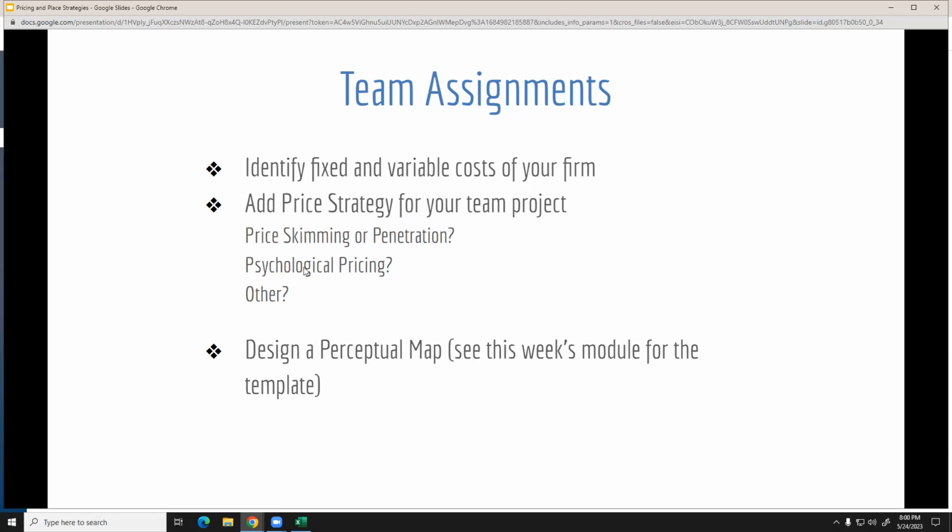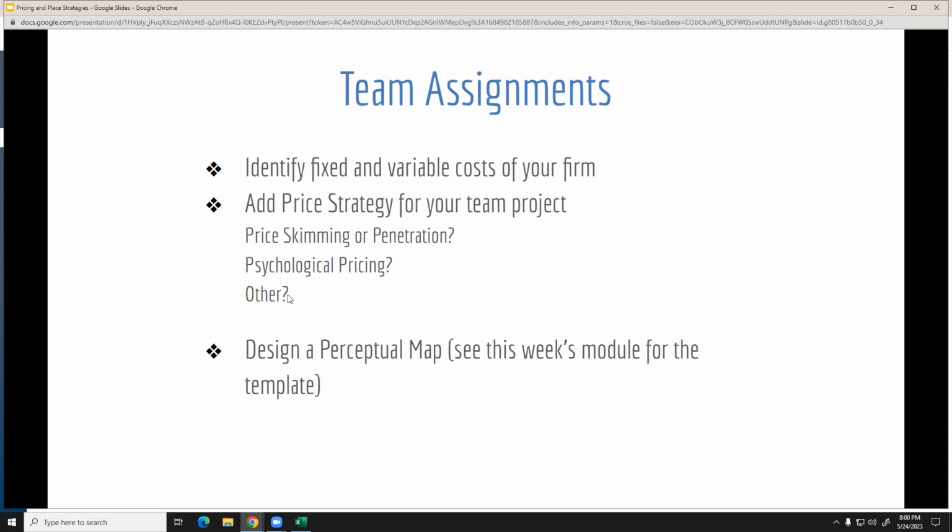The next thing, psychological pricing. What does your pricing look like? Put a price list together for different products. What's it going to look like? Are you going to use psychological pricing, 0.99 or not? And then the other thing might be loss leader.